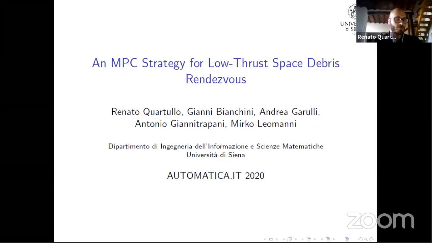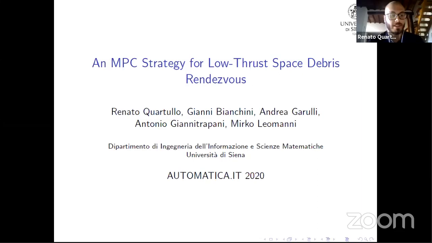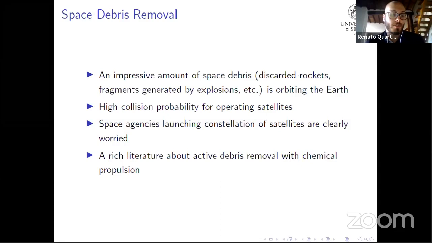Okay, thank you and good morning. My name is Renato Quartullo and I'm going to present our work entitled An MPC Strategy for Low Thrust Debris Rendezvous. Active space debris removal is an interesting topic of today's space applications because an impressive quantity of space junk is orbiting around our planet. With the term space debris, we indicate discarded rockets, old satellites, and other bodies that make the collision probability in space grow. Clearly, major space agencies are worried about this scenario.